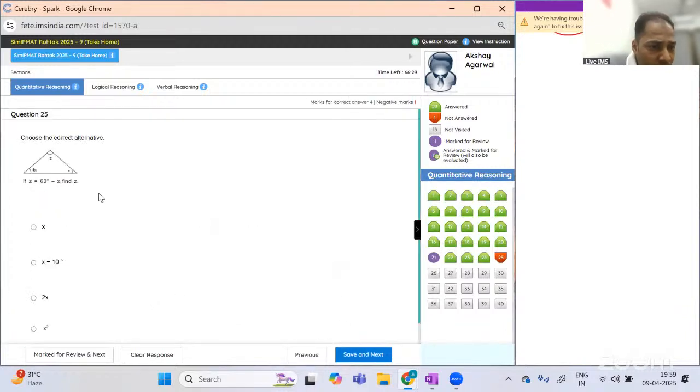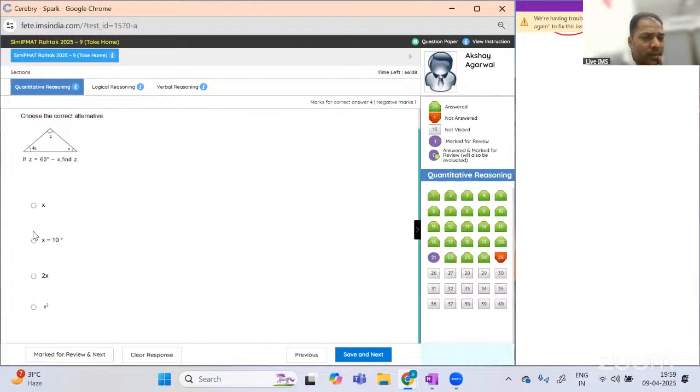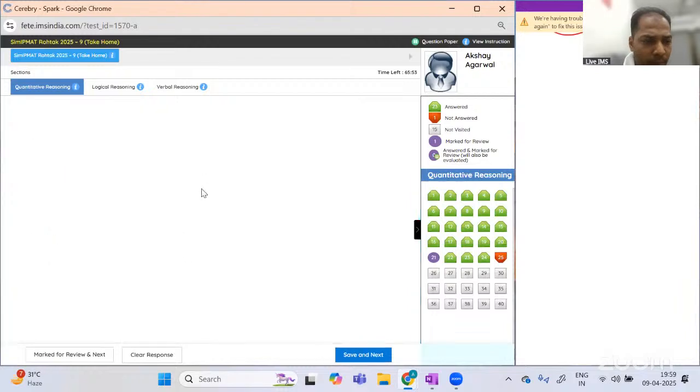Choose the correct alternative. X, 4x, z. Z is 60 degrees minus x. So 4x plus 60 degrees is 180 degrees. Therefore, 4x is 120 degrees. X is 30 degrees. Z is also 30 degrees. Therefore, Z is equal to X. Again, 4x plus 60 is 180, so x is equal to 30. Z is also 30. Yeah, both of them are equal.